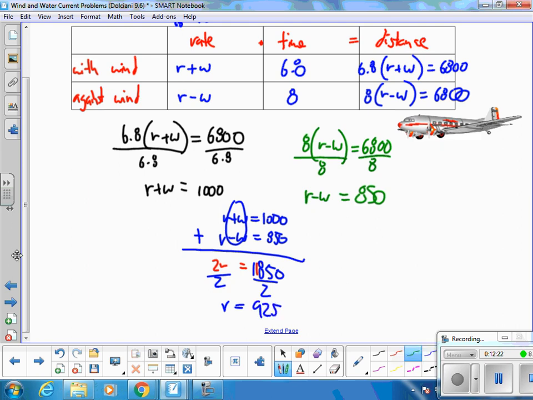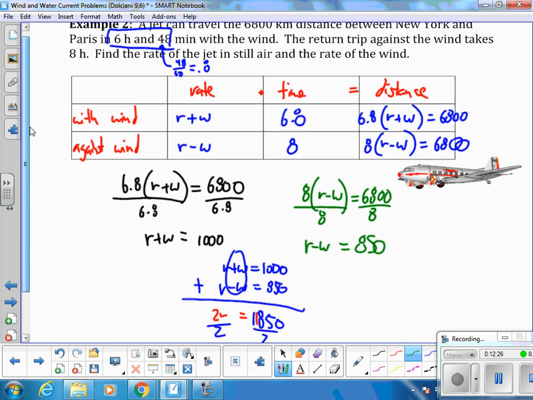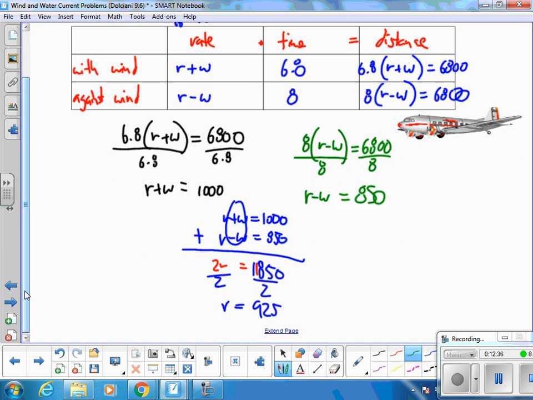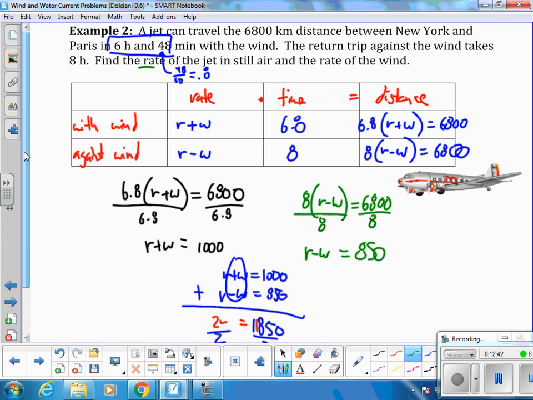There we go. Well, now that I know my rate, I can use that, because if I look at my original question, what I'm trying to find is the rate. Okay, so my rate is 925, look at my units, kilometers per minute. So it's 925 kilometers per minute. And then I want to try to find the rate of the wind.